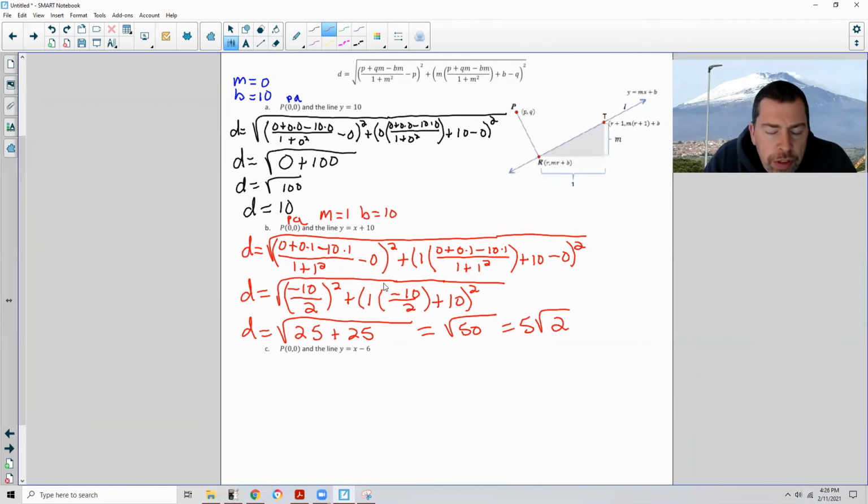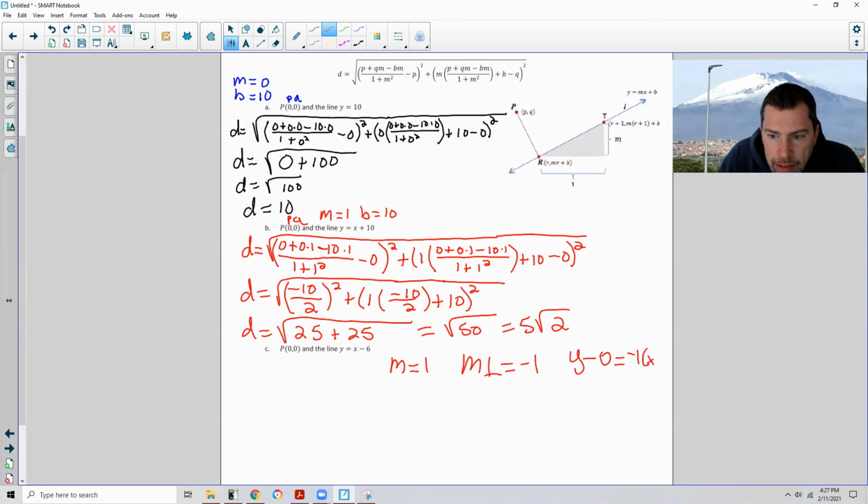Okay, so just to prove this, I want to show you that I graphed y equals x plus 10 and the origin point, and then I took y equals x plus 10, and I know that the slope is 1, so therefore the slope of the perpendicular is negative 1. So I did the point slope formula with 0, 0, so it would be y minus 0 equals m times x minus 0. And so that is just going to be y equals negative x. So this is the equation of the perpendicular line going through the origin that's perpendicular to this.